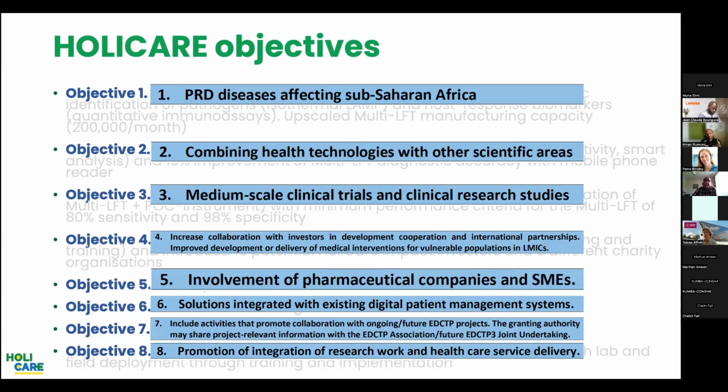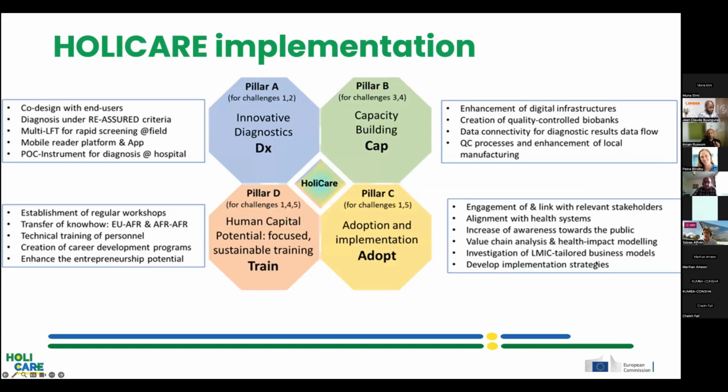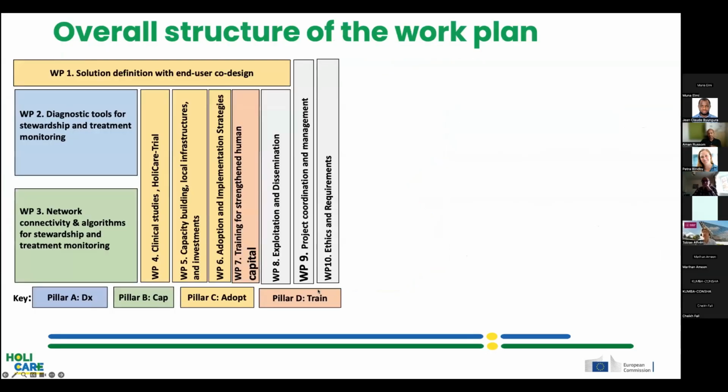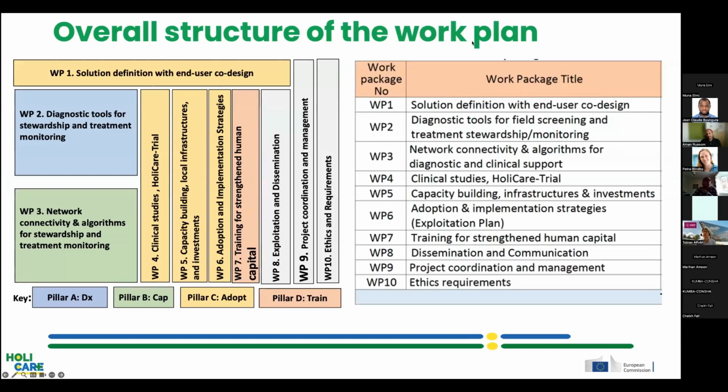Which means all of those objectives are part of our 4-pillar parallel activities. I'm running out of time, so I'll go a bit faster on this one, but in any case, Pillar A deals with the technology part, Pillar B capacity building, Pillar C adoption, and Pillar D is training. And today's activity is part of this Pillar D, training. So we have 10 work packages accompanying all the pillars.